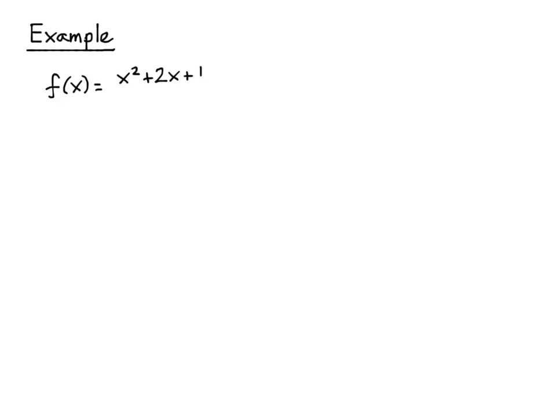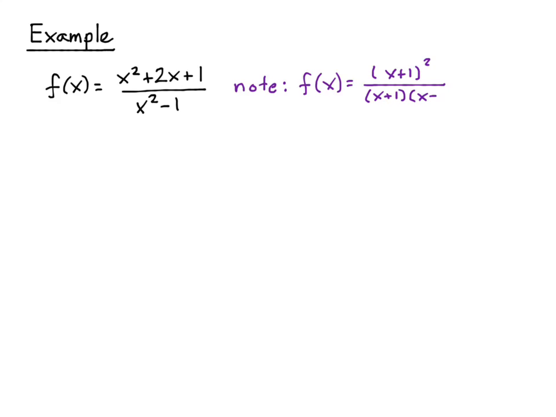So let's have a function now where we're going to have (x squared plus 2x plus 1) over (x squared minus 1). Now, we'll just take this at face value, but one of the things I want to point out is that if we factor it, we're going to get (x plus 1) squared over (x plus 1) times (x minus 1). And so when we cancel out the x plus 1's, we have a domain restriction that x cannot equal negative 1.